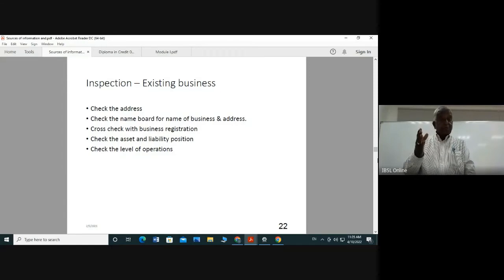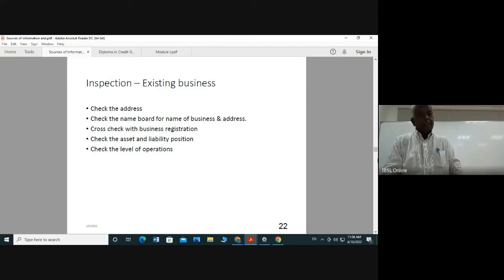Check the name board or name of business and address. Sometimes you would have gone to some wrong place, maybe. Cross check with the business registration. Check this name and the address with the business registration, whether both are the same. Check the assets and liability position. Check the level of operation.